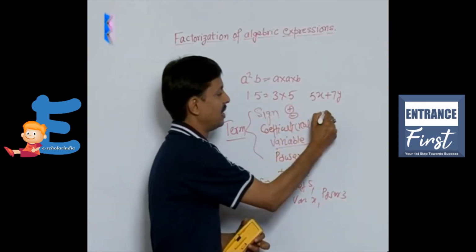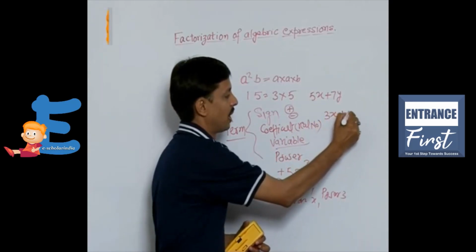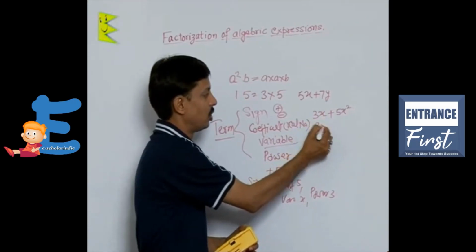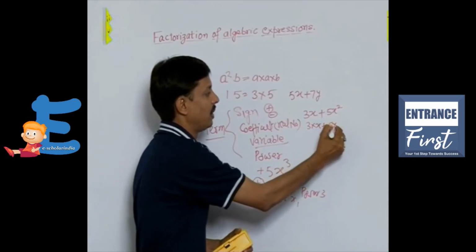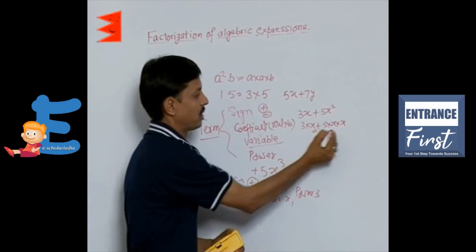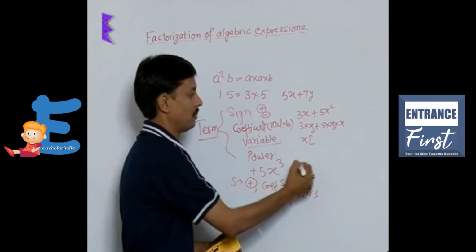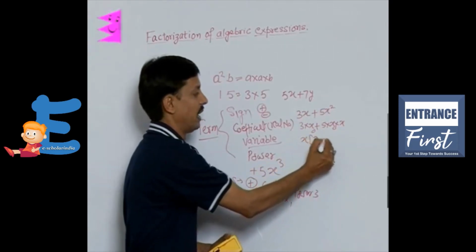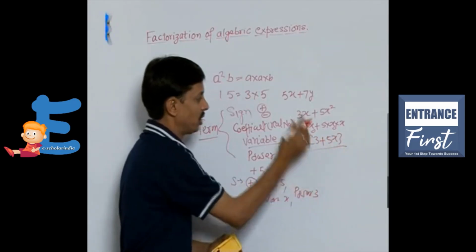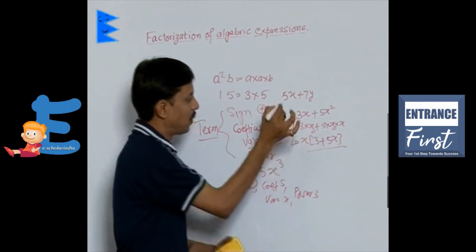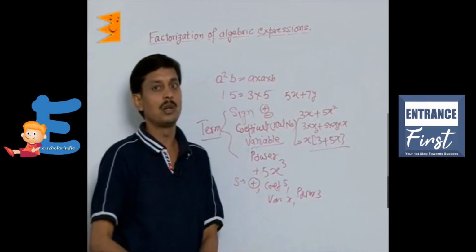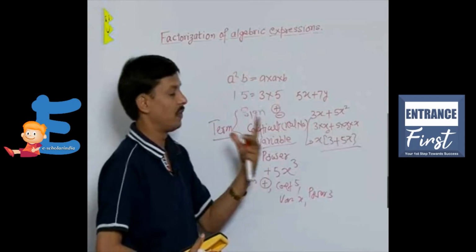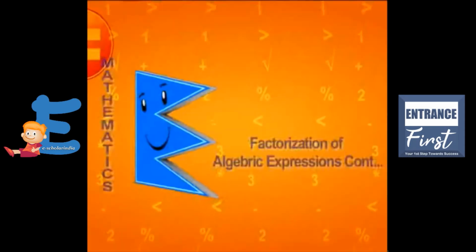When I write an algebraic expression like 3x plus 5x square, I observe that the first term is 3 into x and the second is 5 into x into x. So x is common in both terms. This algebraic expression 3x plus 5x square can be written as x into (3 plus 5x). So it is decomposed in this form. This decomposition of algebraic expressions is known as the factorization of algebraic expressions.